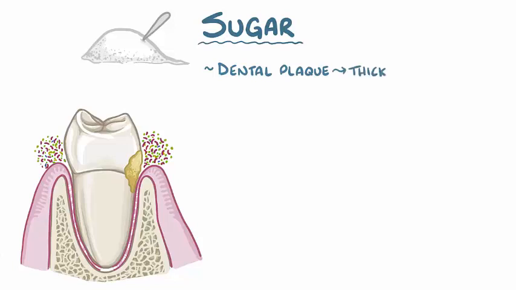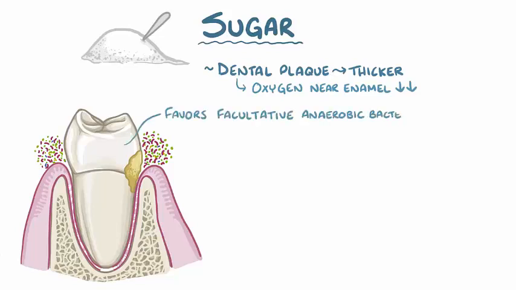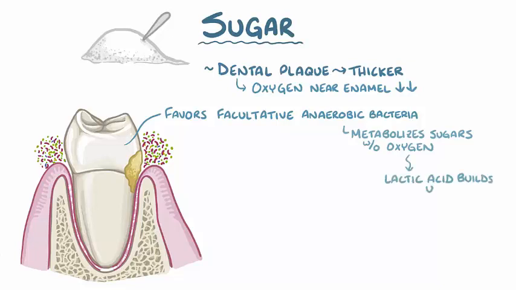As dental plaque grows thicker, the amount of oxygen near the enamel surface starts to fall. That makes the environment on the enamel surface favorable for facultative anaerobic bacteria, which can metabolize sugars with and without oxygen present. If sucrose is metabolized anaerobically, or without oxygen, lactic acid starts to build up, and it can quickly lower the pH on the enamel surface to below 5.5.